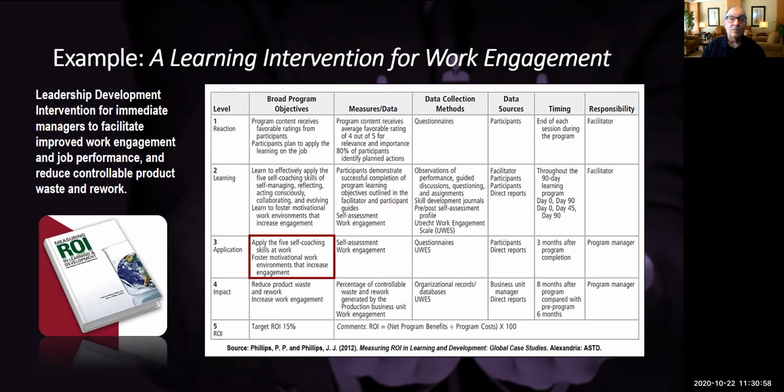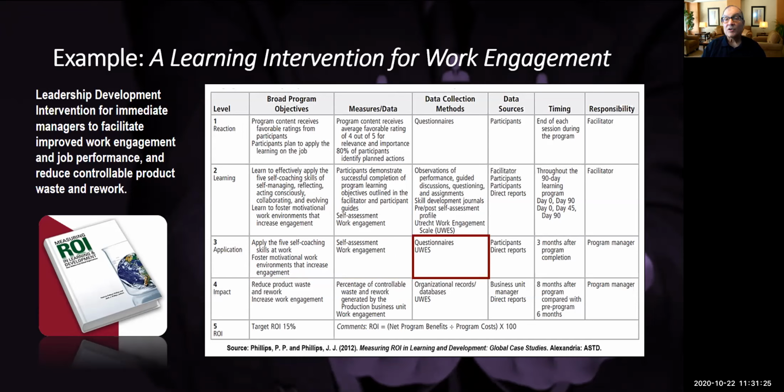Application. What are your objectives? Apply the 5 self-coaching skills at work. Foster a motivational work environment that increases work engagement. And we're talking about the participants of the learning program. So once the learning program's over, they're back on the job. This is where level 3 application happens. So measures of data, we're going to take self-assessments and we're going to measure work engagement.